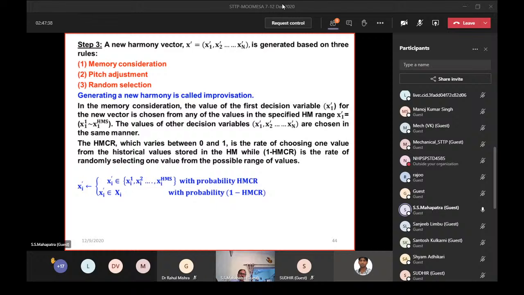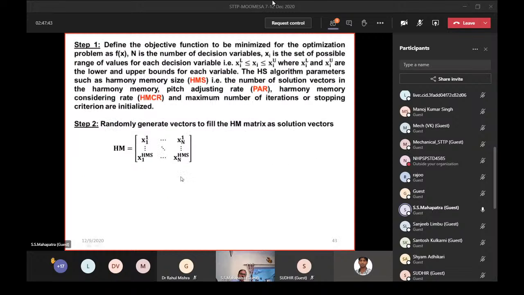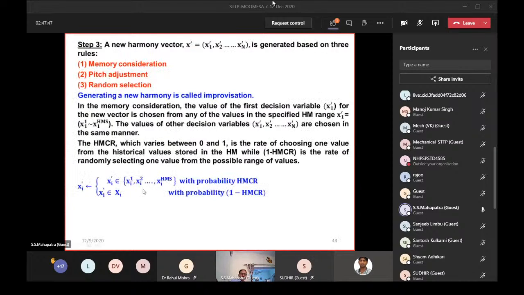Already you have, say, x1, x2 up to x1 HMS. So you can choose anyone from that with the probability harmony memory consideration rate. You can choose any value from that column. For x1 prime, you can choose any value from the first column. Similarly, for the new x2 value, we can choose from the x2 values with a probability, that is HMCR, or harmony memory consideration rate.